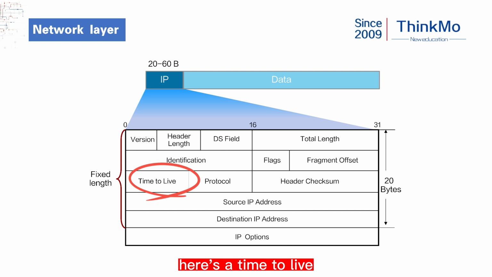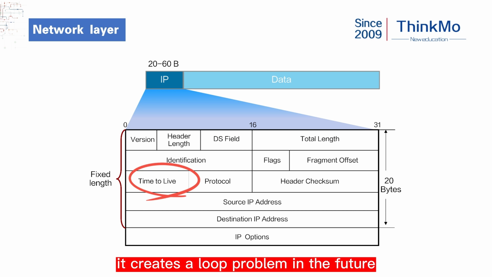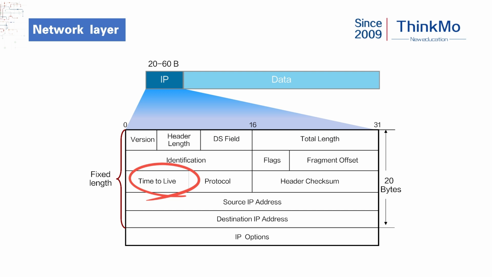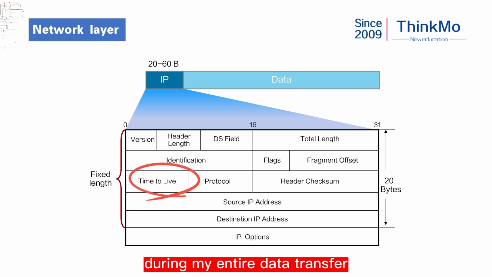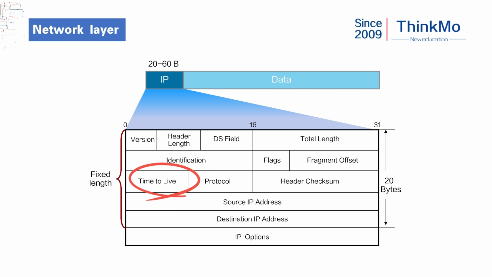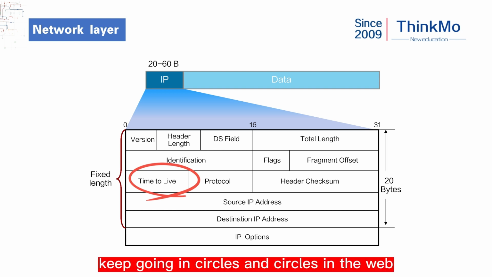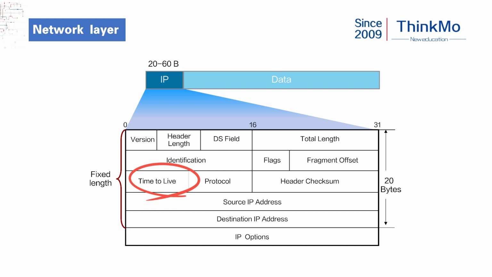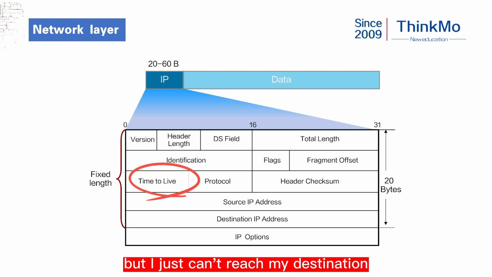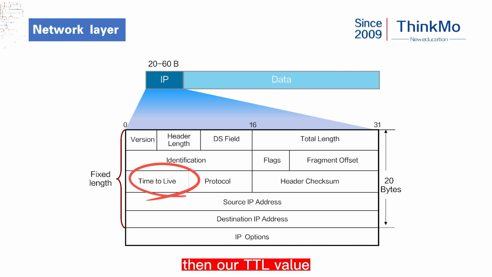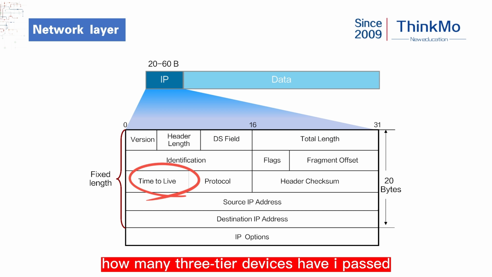Here's the time to live. What does this mean? For our layer 3, there may be a loop problem in the future. Have you heard of a ring road? What might happen to the data during transfer? My message keeps going in circles in the network, but it just can't reach its destination. Then our TTL value, time to live, is about how many layer 3 devices I have passed.